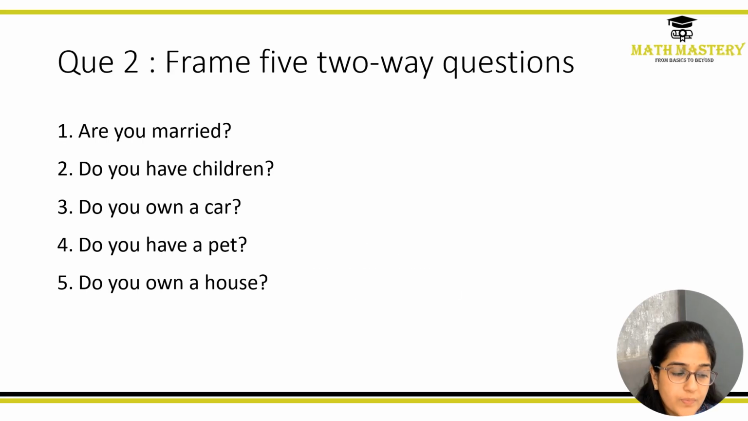Question number 2. Frame 5 two-way questions. So what are two-way questions? Questions which have only two possible answers, yes or no. So what are the examples of two-way questions? Example, are you married? Do you have children? Do you own a car? Do you have a pet? Do you own a house? All of these have only two possible answers, yes or no.